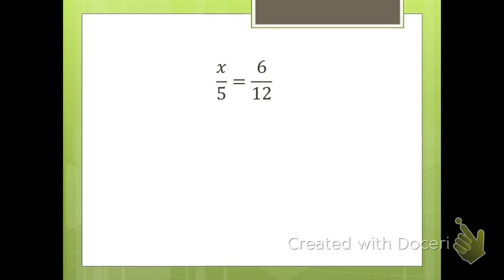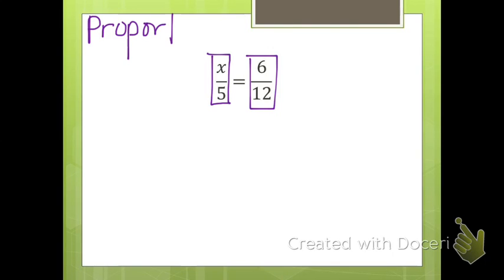So this linear equation here is two ratios that are set equal to each other, and we have a name for it. It's called a proportion. A proportion is when we make a statement about the equality of two ratios. So when we have an equation like this, there's some special things that we can do.